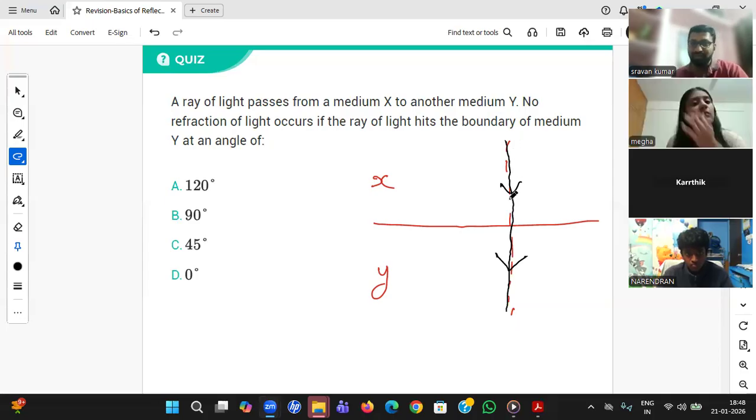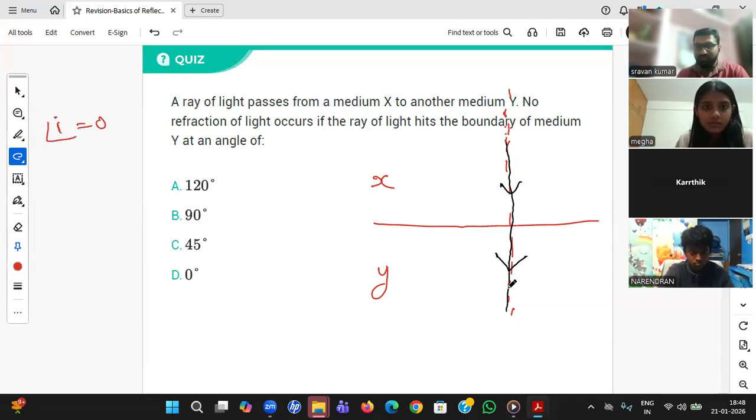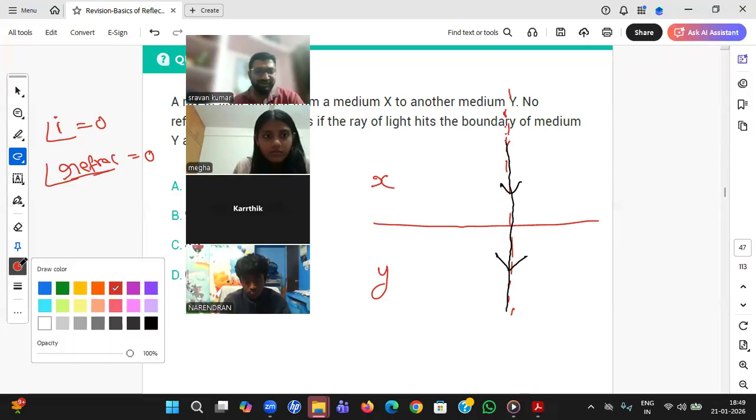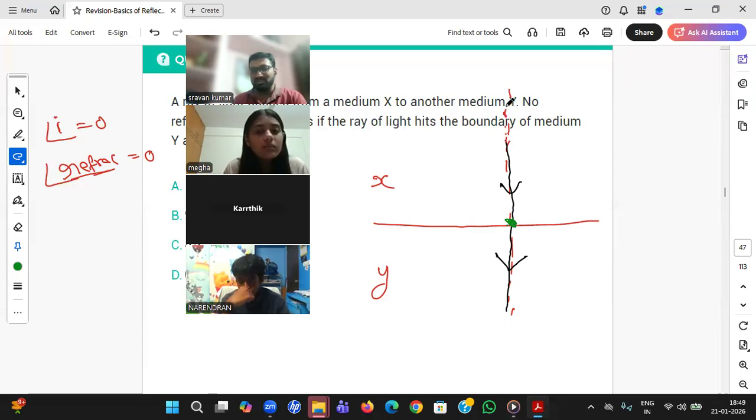You see, the red color is nothing but the normal, and the black color is nothing but the incident ray. So angle of incidence is 0 here. I can clearly see angle of incidence is 0, and angle of refraction is also 0. This is not reflection. Refraction is 0, so bending is not happening. Fine. But why is it so? Whenever he is asking about refractive indexes and angles, you take Snell's law. Apply Snell's law over here. If I apply Snell's law, mu x, this is the x medium, sine i equal to mu y into sine r.